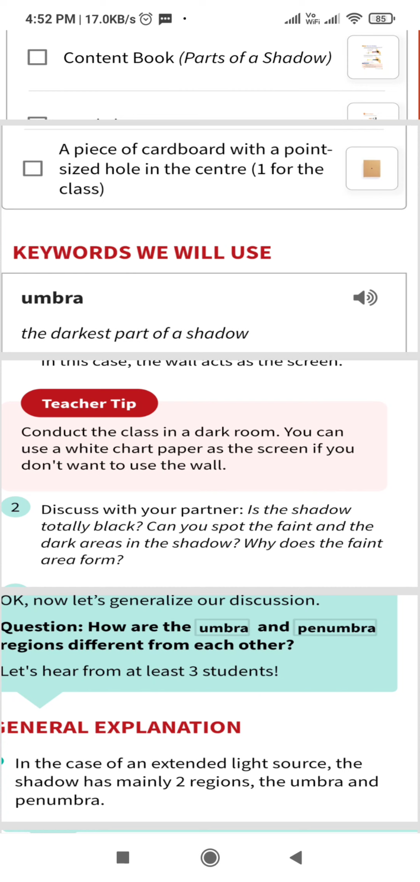Next is penumbra. Penumbra is an area of shadow which is between fully dark and fully light. The area that is outside the dark region is called penumbra. Extended means longer than usual.